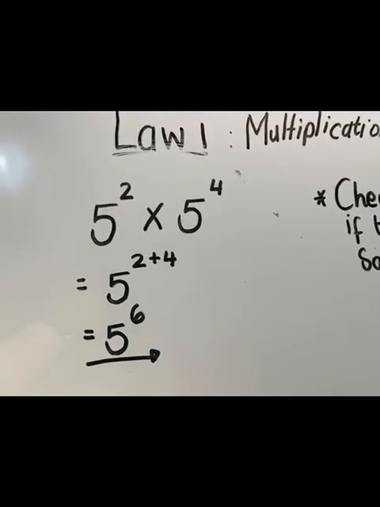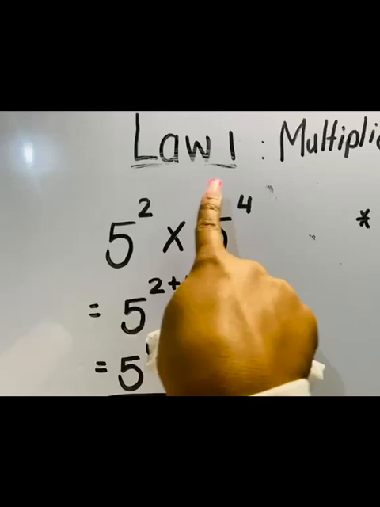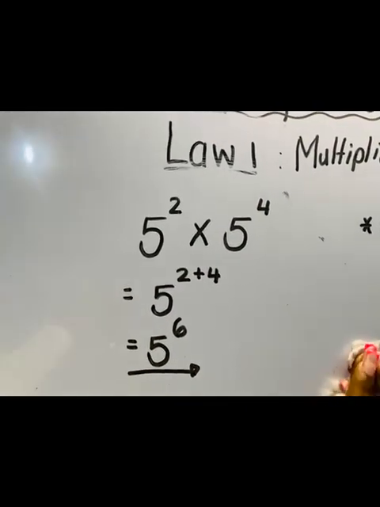So do you guys understand? When you're multiplying bases that are the same, then you can add the exponents. Now I want to test and see if you are listening.